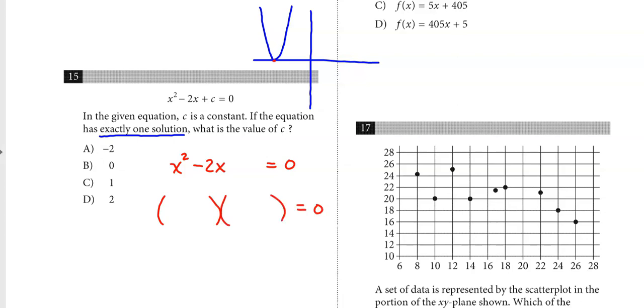And if you've done complete the square before, if I complete the square here, I take this b term in the middle and I cut it in half, and then I square it, -1 times itself. So if that's the case, I'll have a perfect square. I'll basically have x minus 1 times itself. And that tells me that the two zeros are the exact same. They both occur at 1. So I know this graph actually is going to come down and do something like that.